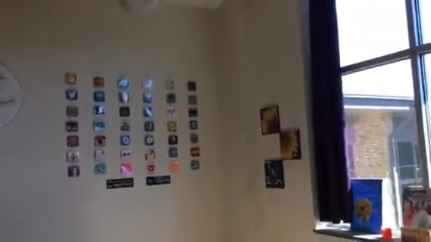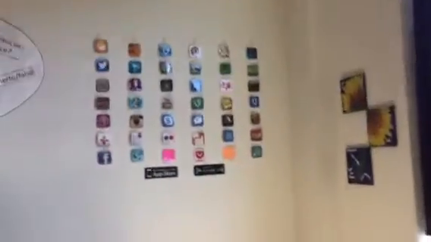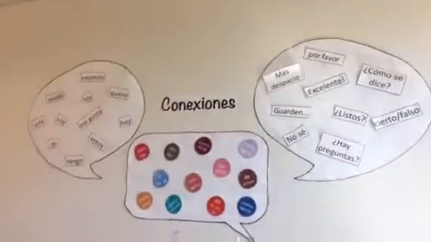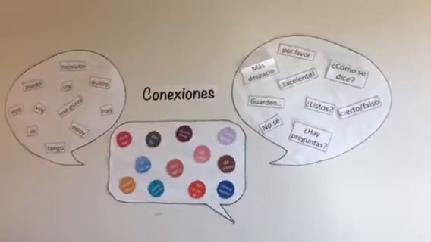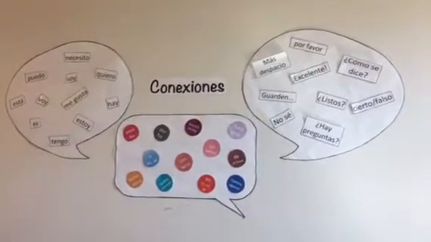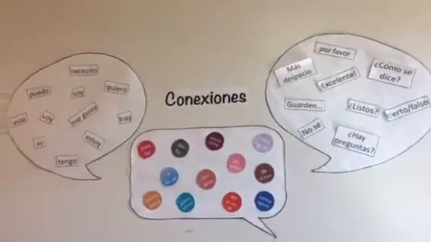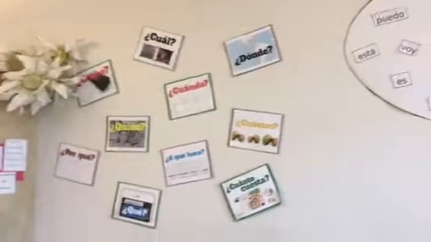Continuing on, I have some apps on the wall because again, I'm a big proponent of using technology. And then I have a word wall, just a baby word wall with some basic classroom expressions, some connector words, so that my students can improve their writing a little bit. And finally, of course, I have the interrogative words. So that's it, just a little bit about my classroom.